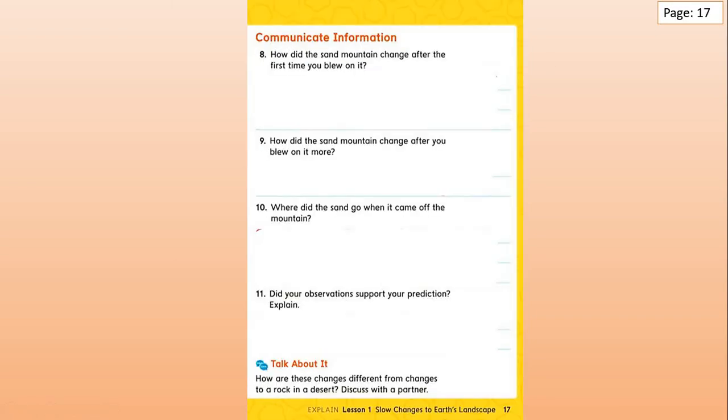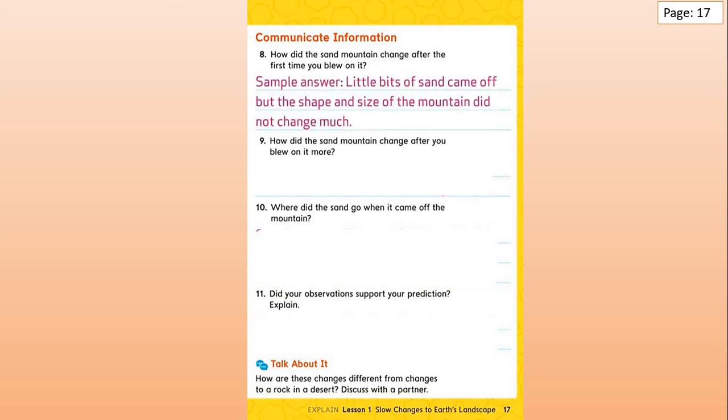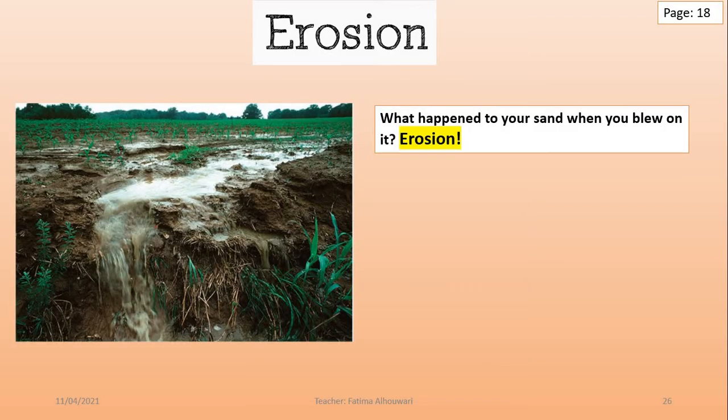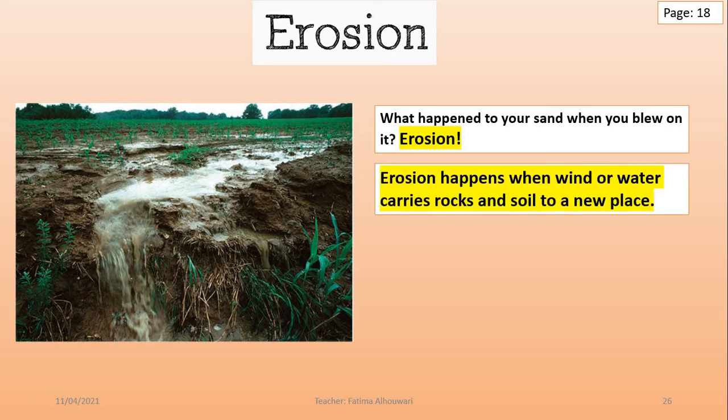Now, use your data and findings to answer these questions. Question number 8, 9, 10, and 11. Page number 17. What happened to your sand when you blew on it, grade 2? Do you know that this is called erosion? Yes, it is. It's called erosion. Erosion happens when wind or water carries rocks and soil to a new place.